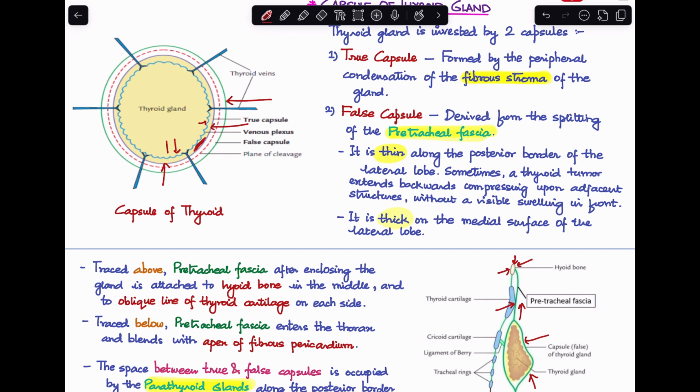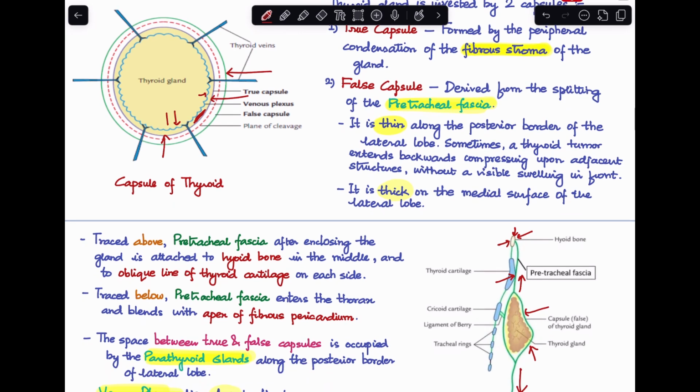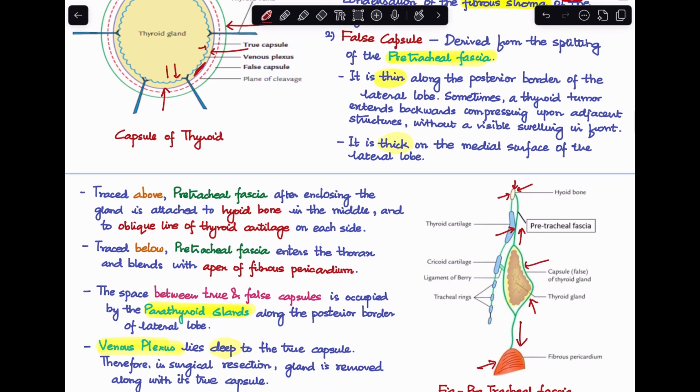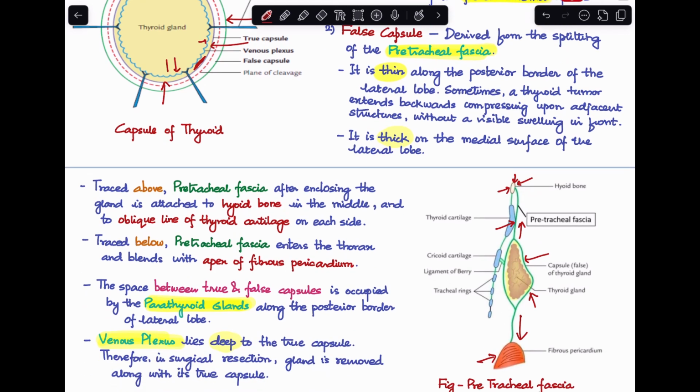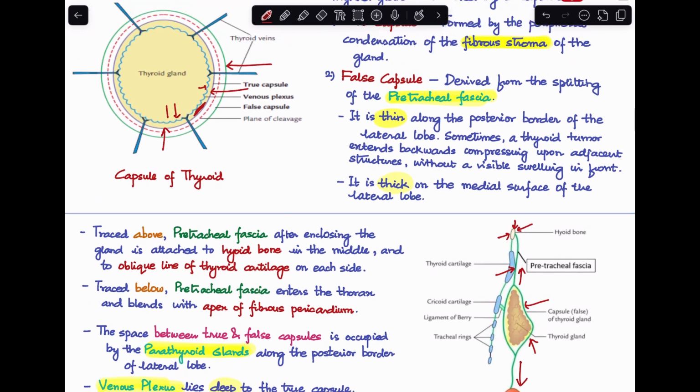Now, what is the clinical importance of this fact? When you are doing a thyroidectomy, we remove the thyroid along with its true capsule so as to avoid any kind of excessive bleeding from this venous plexus. So, what have we learned now?